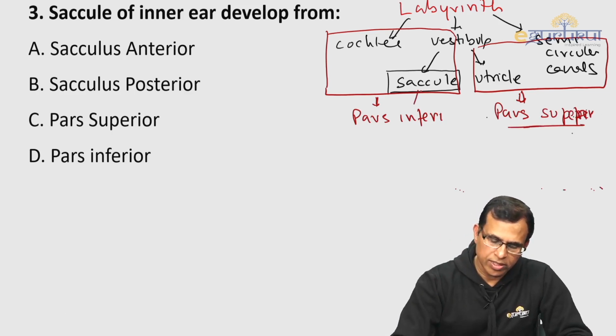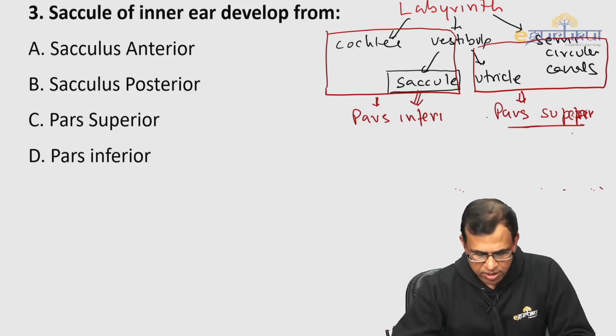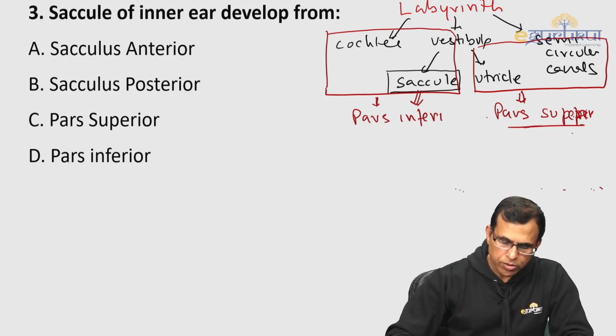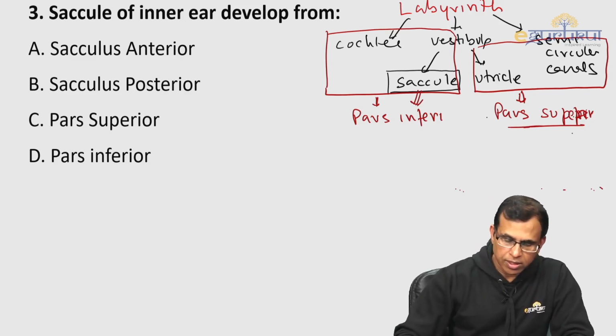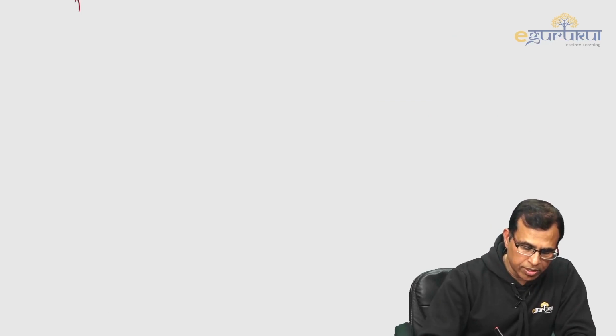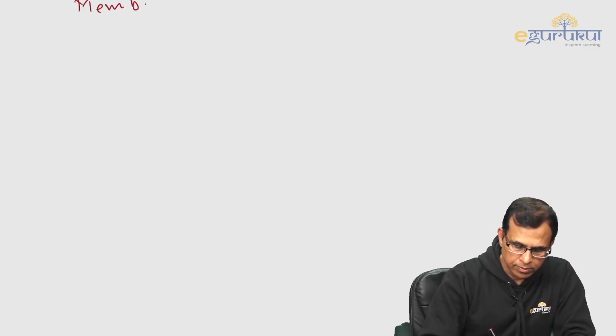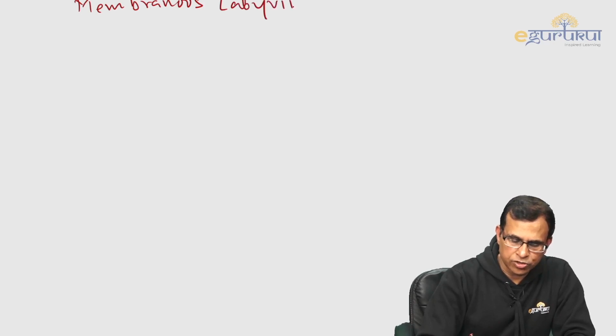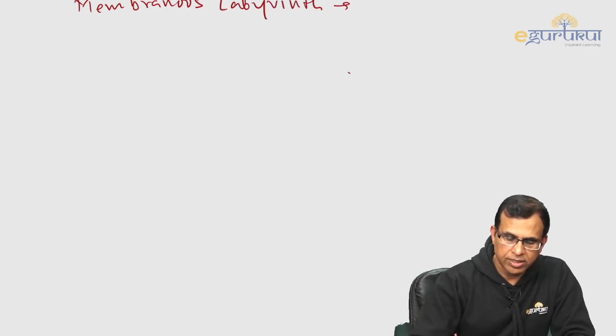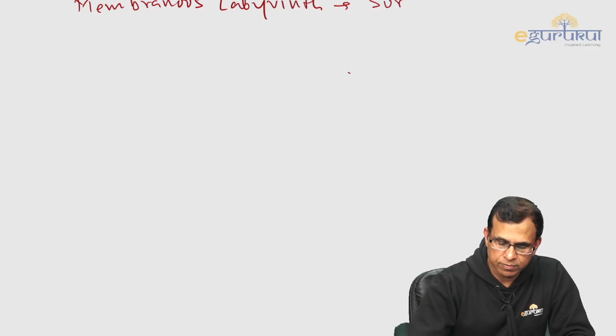So, saccule clearly develops from pars inferior. If I ask you, membranous labyrinth, inner ear, membranous labyrinth develops from which of the following structures? Where does it develop from? Then it develops from surface ectoderm.